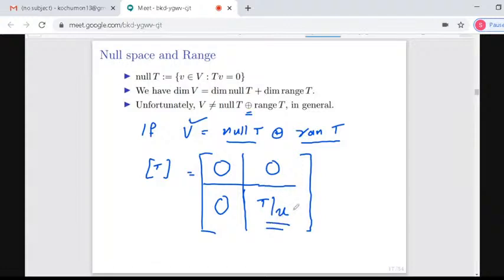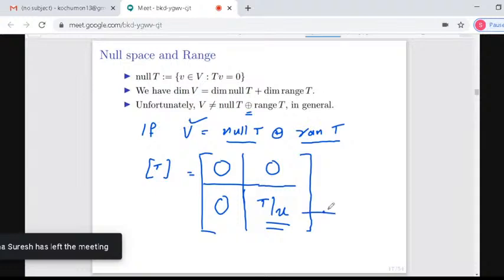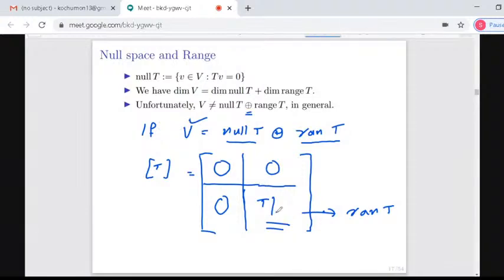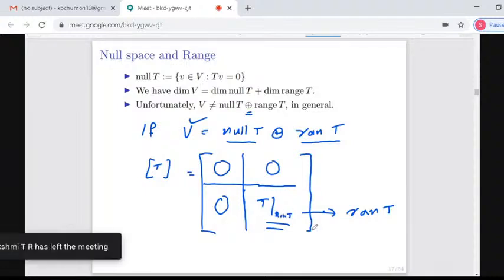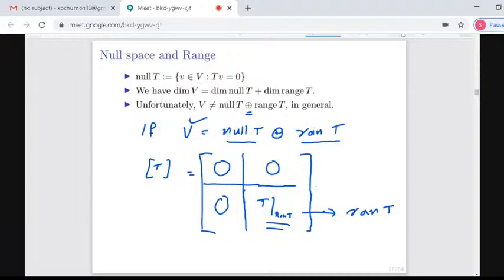This operator is defined on the vector space range of T. It is not U actually, it is the range of T: T restricted to the range of T. This is an operator on a smaller dimension space, and furthermore, this will have an upper triangular matrix, isn't it? Because we know that every operator has an upper triangular matrix. So this will further again have an upper triangular matrix.